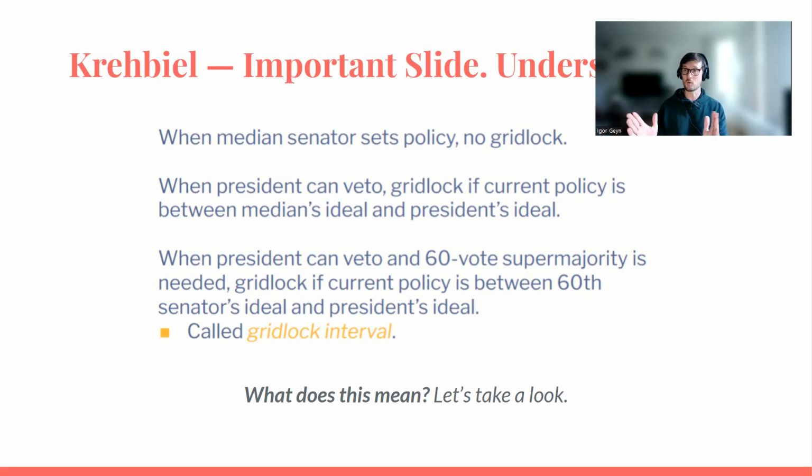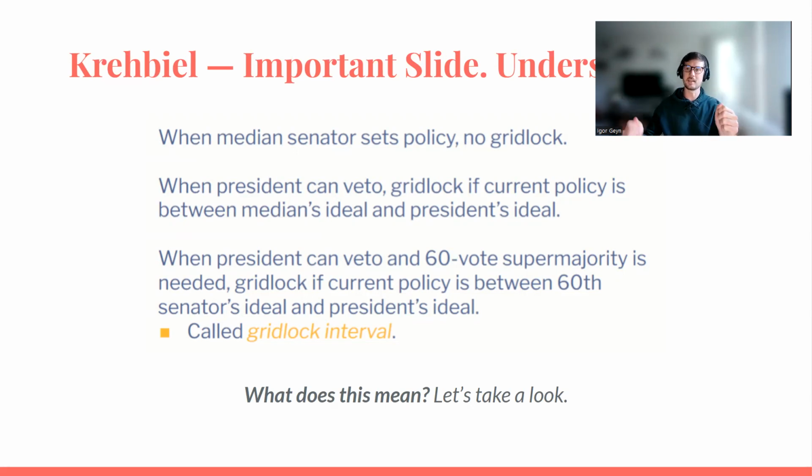If the policy status quo, if the existing policy is anywhere between those ideal points, then we get gridlock. We don't get policy change, right? Okay. And so last but not least, when we introduce two pivots, so not just the presidential veto, but the supermajority pivot as well, when a 60-vote supermajority is needed, we get gridlock if the current policy, if the status quo, is between that supermajority pivot's ideal point and again the president's ideal point.